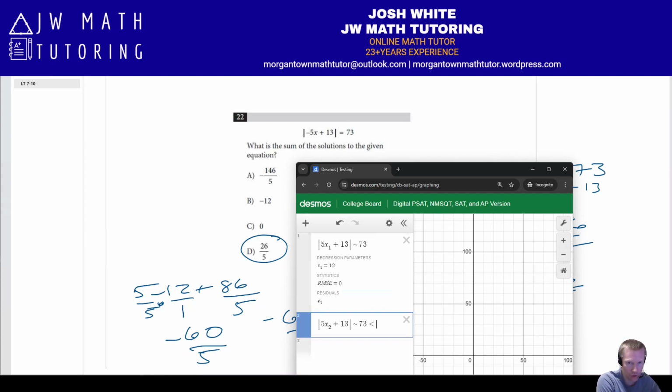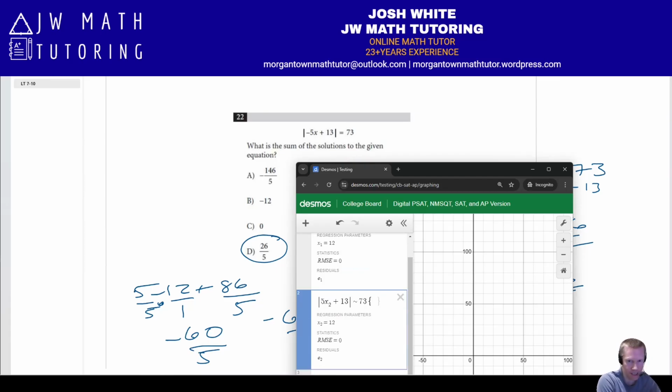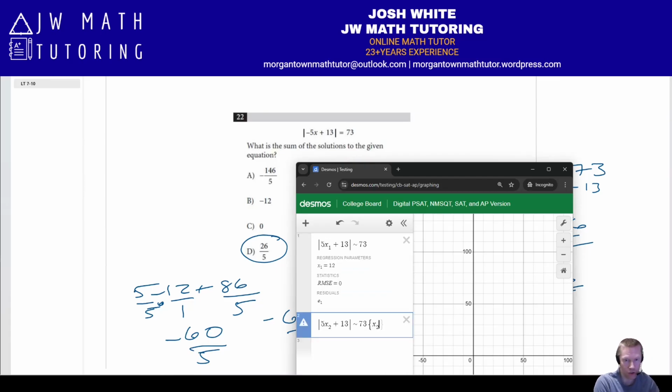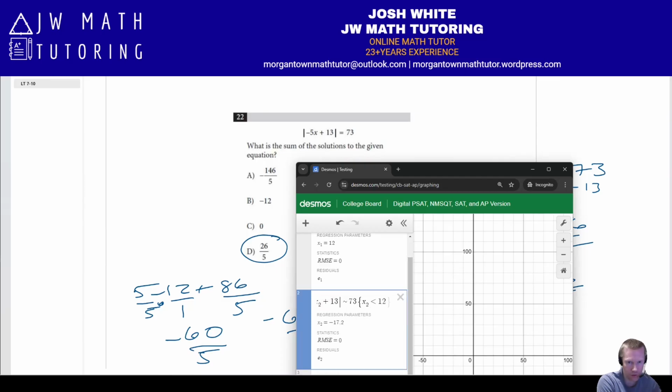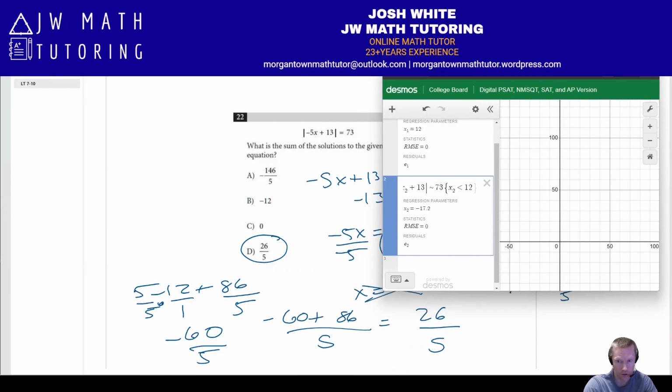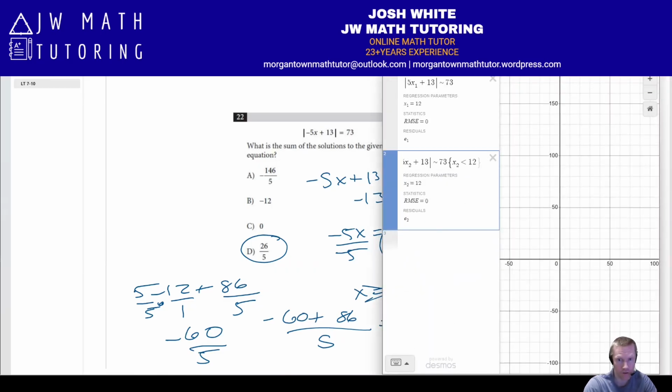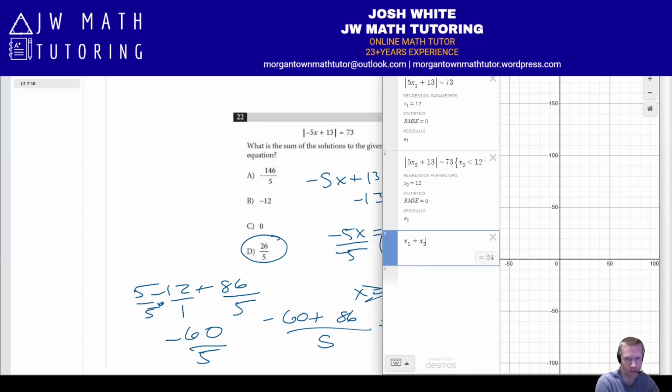So what I have to do is I'm going to put in a condition here at the end. And notice I used x2 instead of x1 because I want x1 and x2 to be my two solutions. So now what I'm going to do is I'm going to make it less than 12. And notice here is how I get the second answer. Okay, so I have one answer is x1. I have the other answer is x2. So what's the sum of them? x1 plus x2.